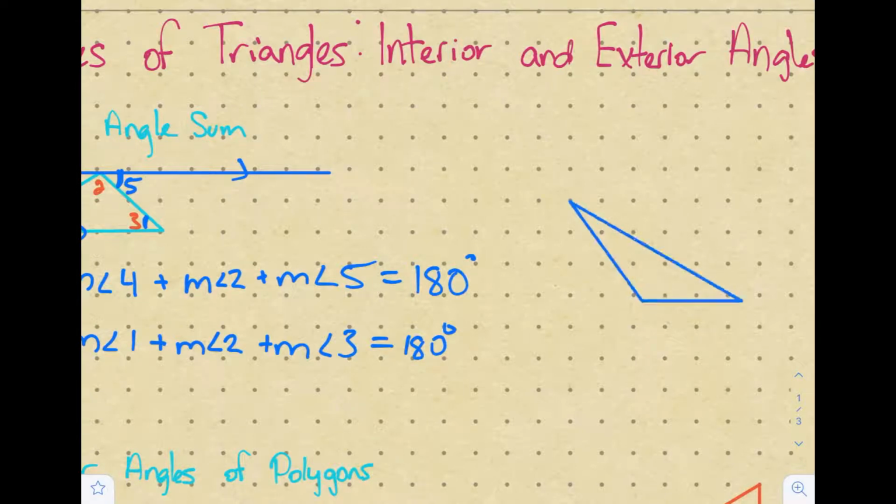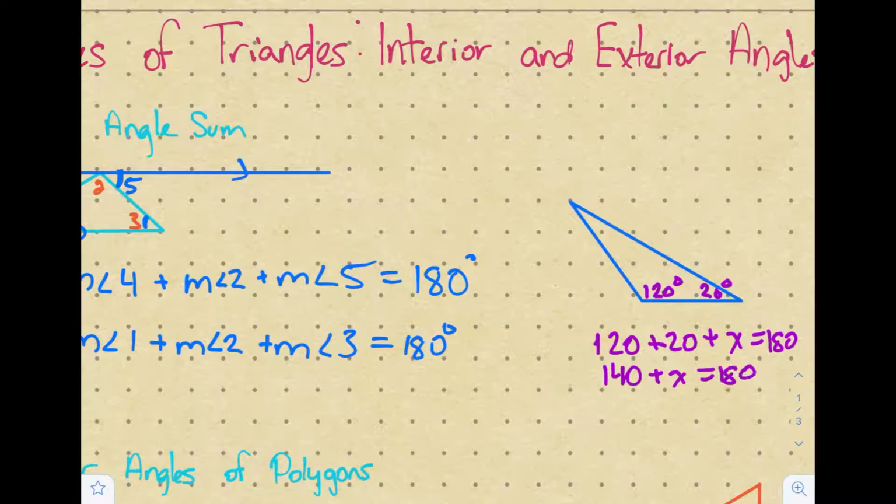So suppose, for example, we have some sort of triangle like this. If we've got 120 degrees and 20 degrees, we can find our last angle: 120 plus 20 plus some number is equal to 180. And then we can solve by combining like terms and subtracting. The two angles we know have a sum of 140 degrees. That means our missing angle is 40 degrees.